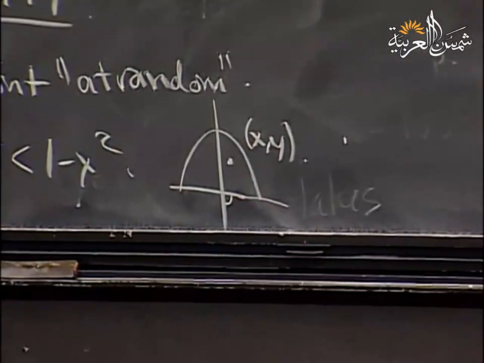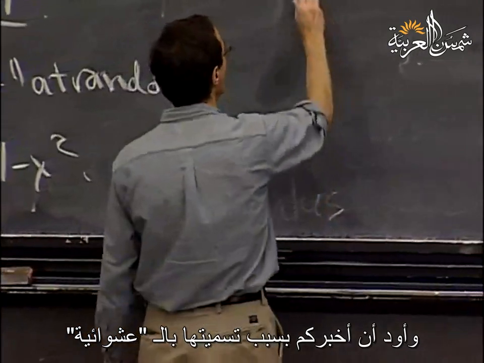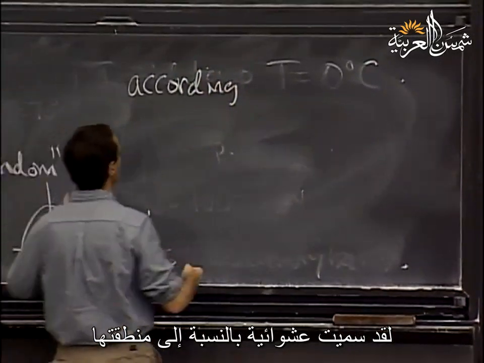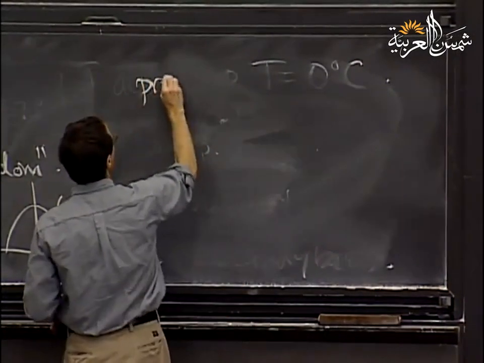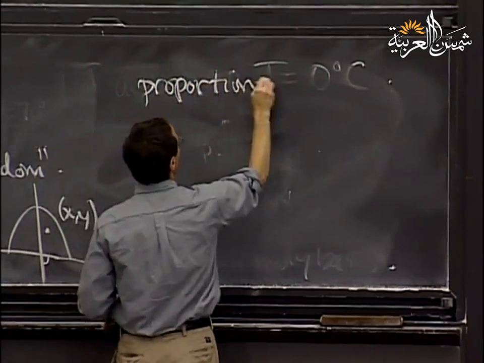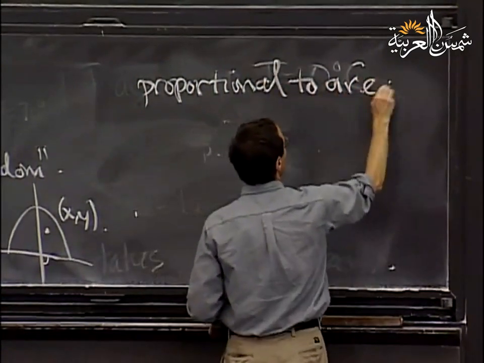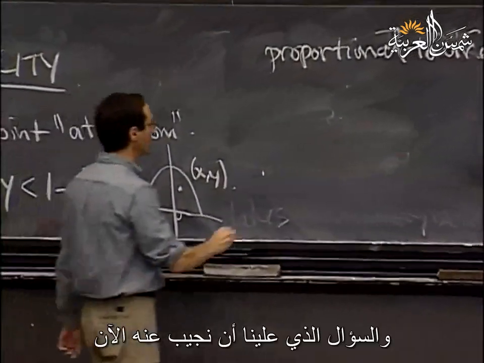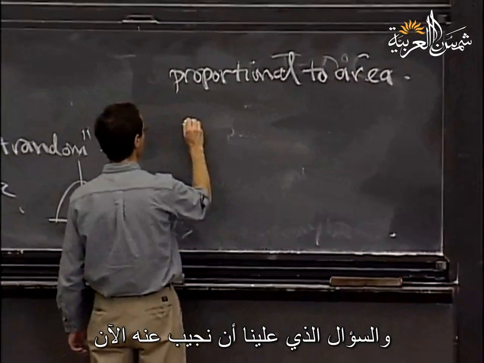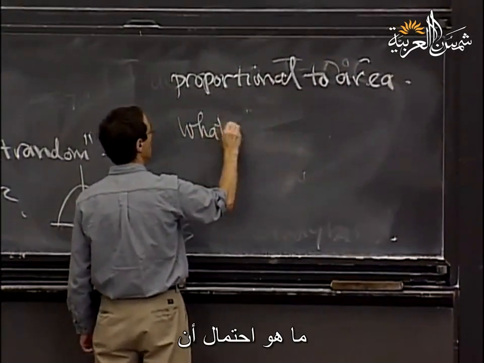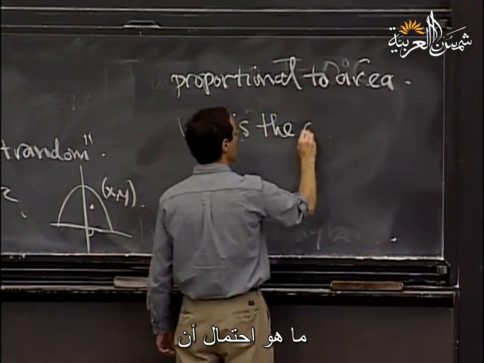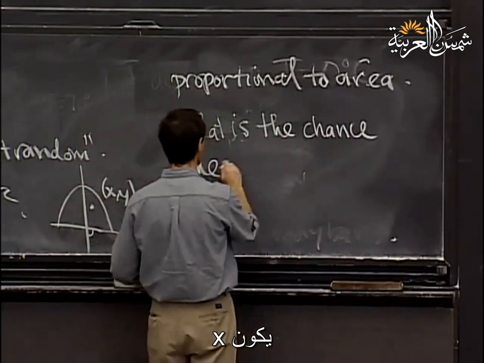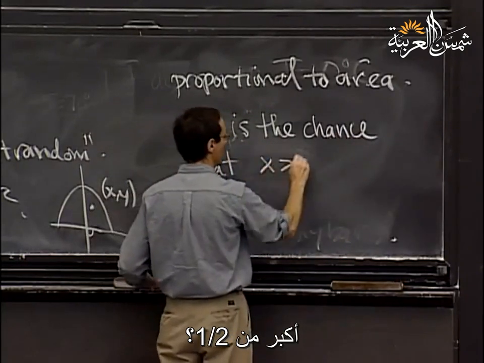And then I need to tell you according to what this random really means. This is proportional to area, if you like. So area inside of this section. And then the question that we're going to answer right now is, what is the chance, or it's usually called probability, that x is bigger than a half.